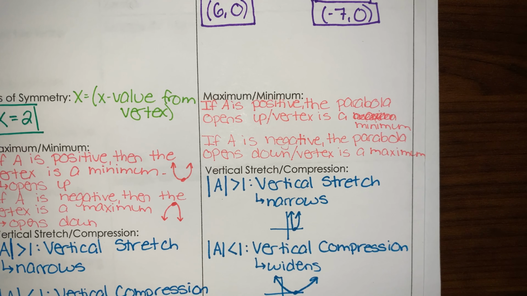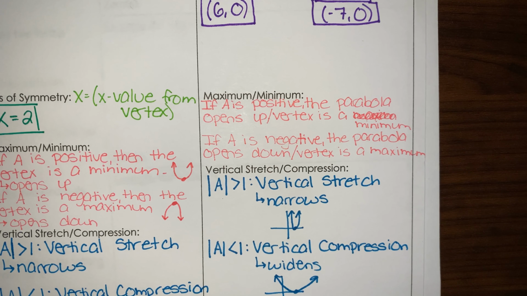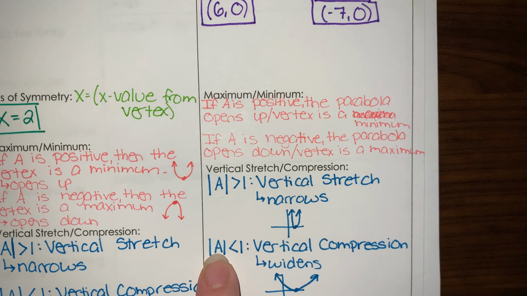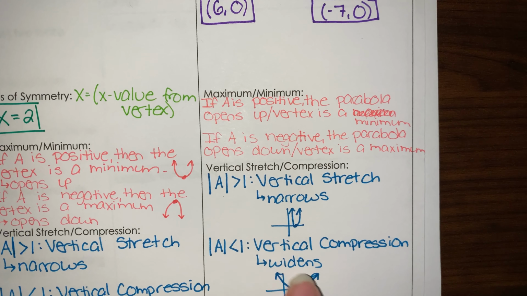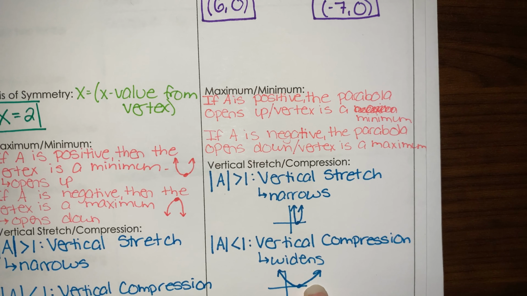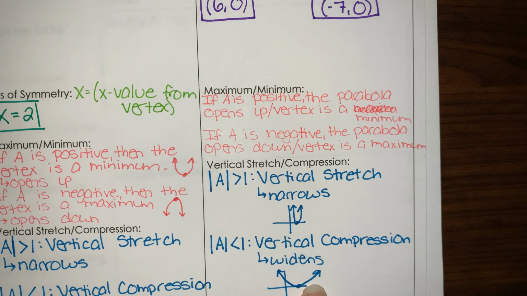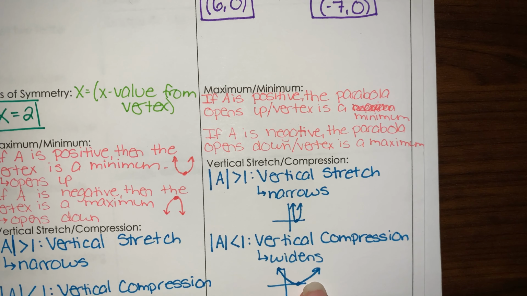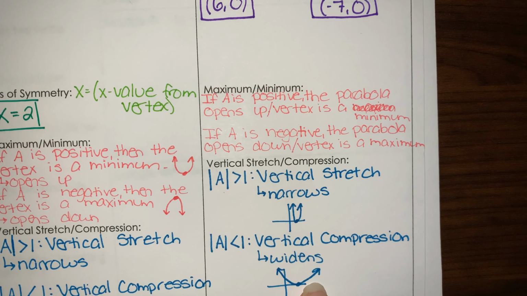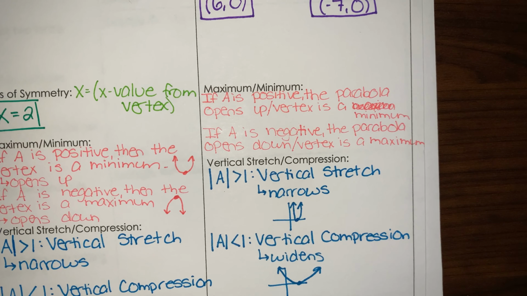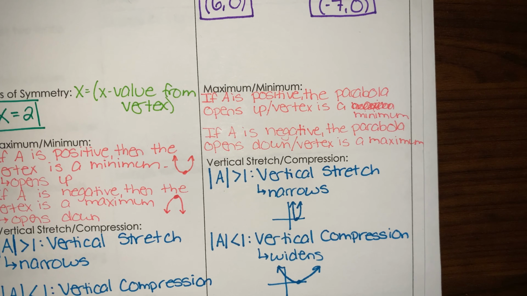So because this a value is 1/2, the absolute value of a is less than 1, which means that our parabola is going to have a vertical compression, meaning that it is going to appear wider if we were to graph this. So take a moment to write this down, and then you are completely done with your notes for today.